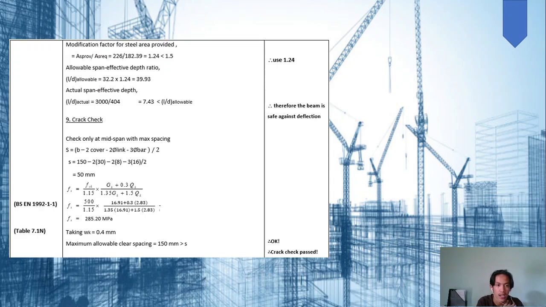For the crack check, we must calculate S, which we get 50 millimeter, and then the FS we get 285.20 MPa. We take WK as 0.4 millimeter, so maximum allowable clear spacing is 150 millimeter, which is more than S. So the crack check is passed.